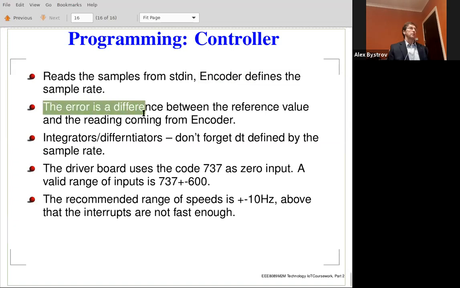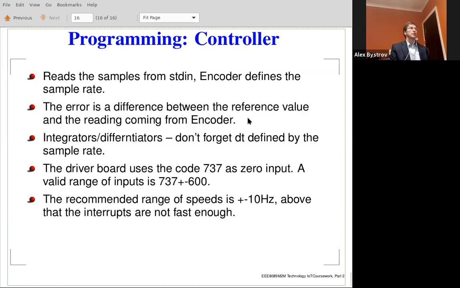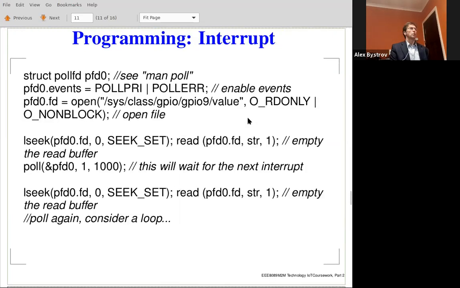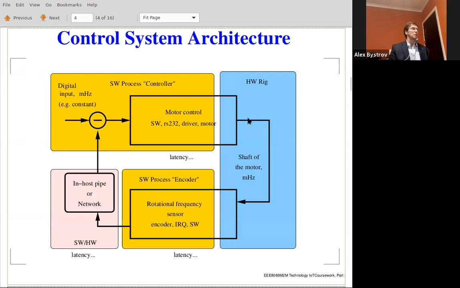Calculate the error, which is the difference between the reference value and the reading coming from the encoder. Reference value, let me scroll back. Reference value, it's not even here. That's the reference value, right?